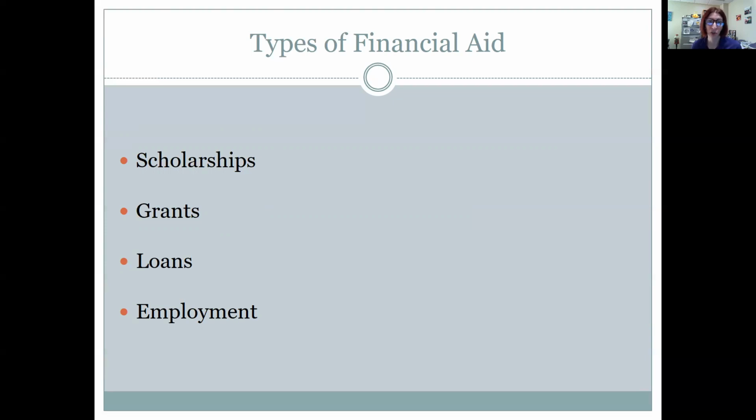And then you have your loans, which, when you apply for the FAFSA form, it is your application for those federal loans. And these are things you would have to pay back after graduation or after you stop attending school. So those are federal loans. There's also private loans you can take out. There are Parent Plus loans you could take out.